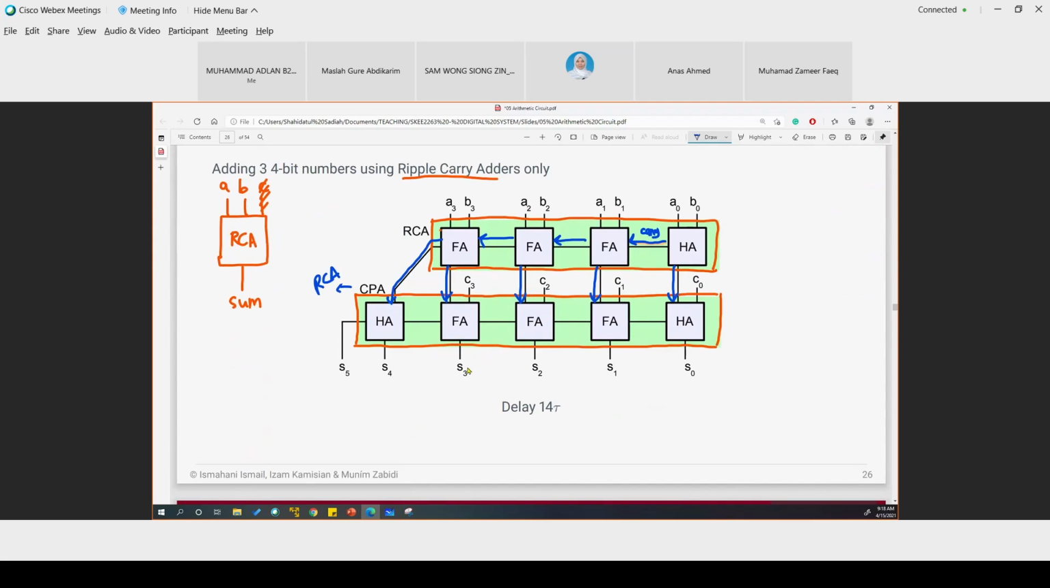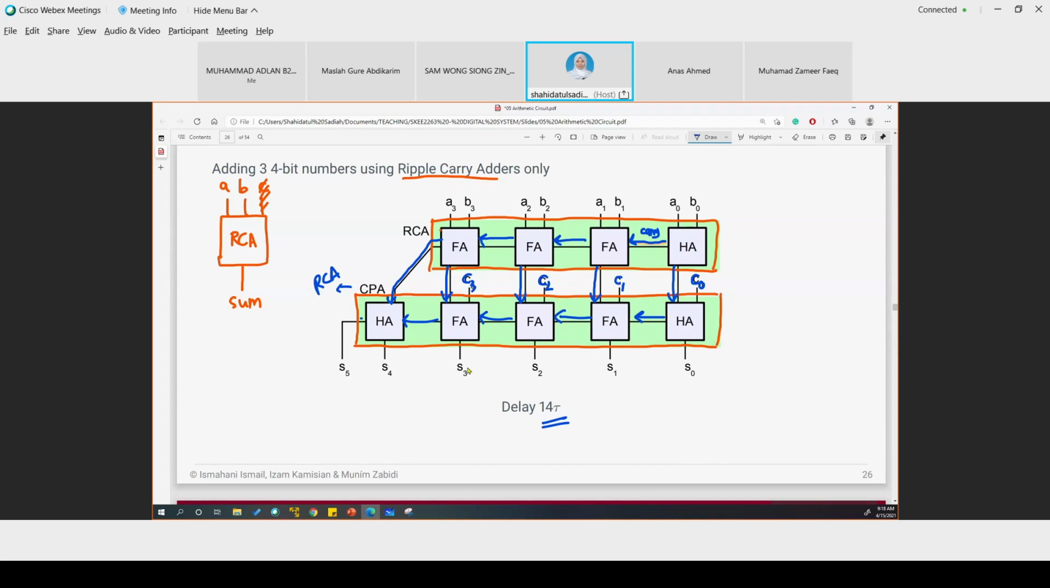Okay, so the third input, which is C, is here. C0, C, and C3. And since this is also a ripple carry adder, this is how the carry ripples, the carry propagates. And the last carry will become S5, the MSB. And the delay is 14 tau.